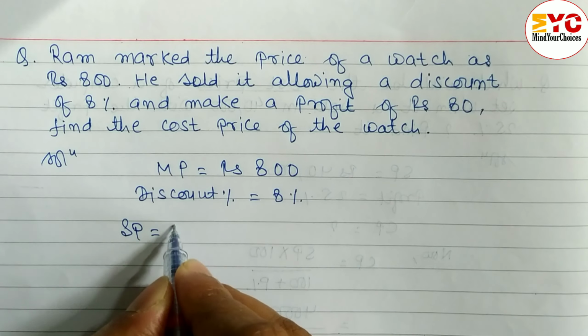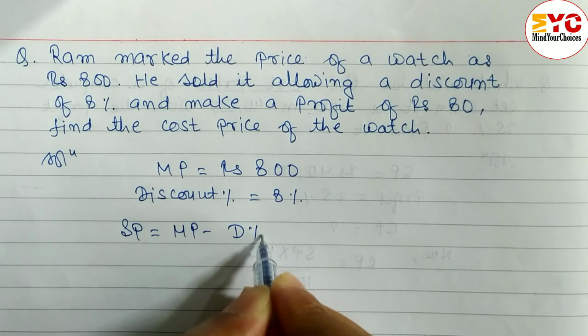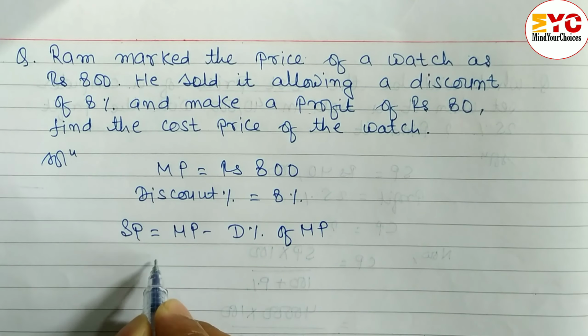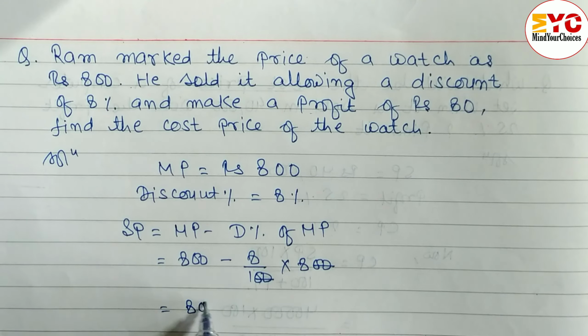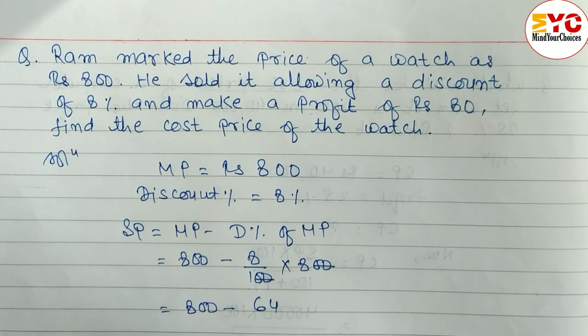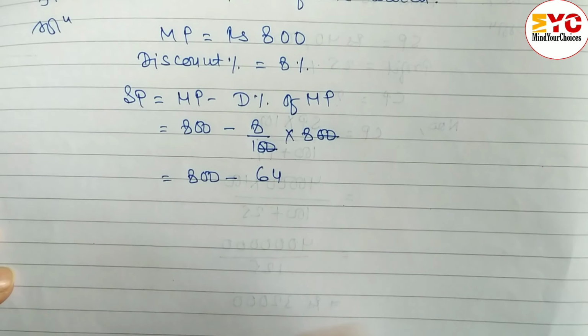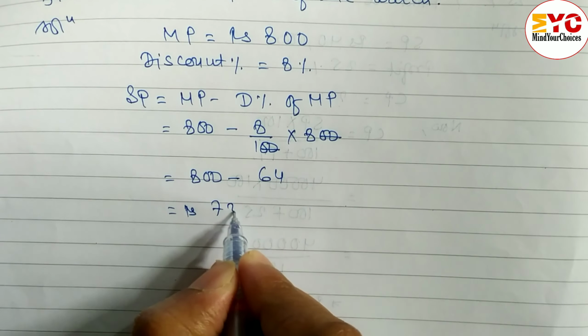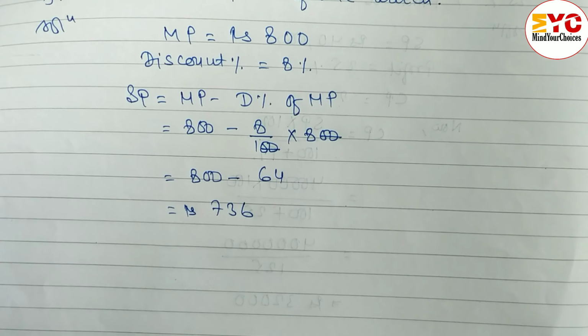So SP is equal to MP minus discount percent of MP. We have a formula, and MP is 800 minus discount is 8%. So we have to write 8 by 100 into 800. So 100 cancels with 800, and 8 times 8 is 64. 800 minus 64 we get 736. So we have to write here 736 rupees selling price.